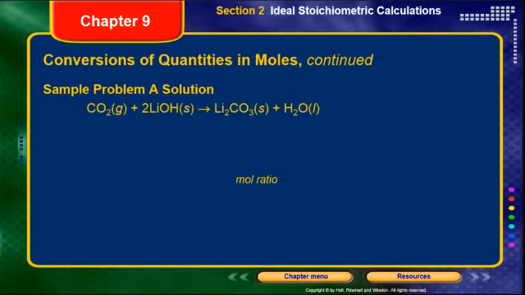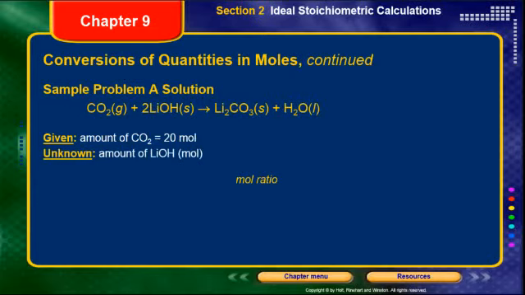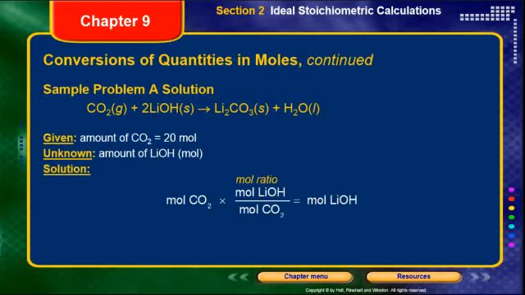So let's set the problem up. Here is the equation, the balanced equation, rather, which is more important. So the information that's given to me is 20 moles of CO2. The unknown, what the question is asking me for, is the amount of lithium hydroxide in moles. So this is a mole-to-mole conversion. So all I'm going to do is take the moles of CO2, which is given, set up the mole ratio of lithium hydroxide over moles of carbon dioxide, and that'll leave me with moles of lithium hydroxide.